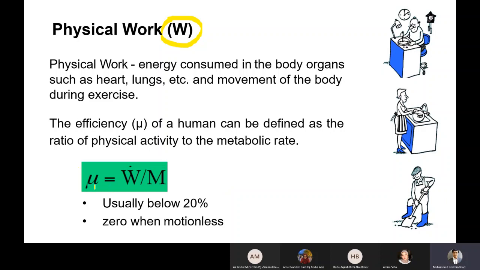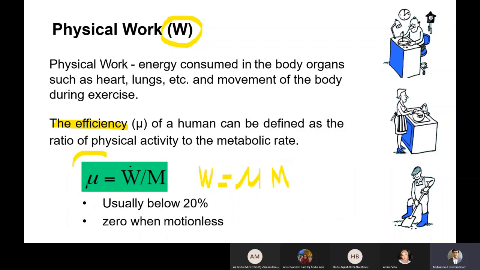So we use the mu. Mu here is basically the efficiency. So basically we just calculated based on probably less than 20% of the metabolism, because if I rewrite the equation, it becomes W equal to mu times M. Okay, so the maximum of the mu we take for physical work is around 20% maximum. So 0 is when you don't move, so we don't do anything. Okay, so basically this one.